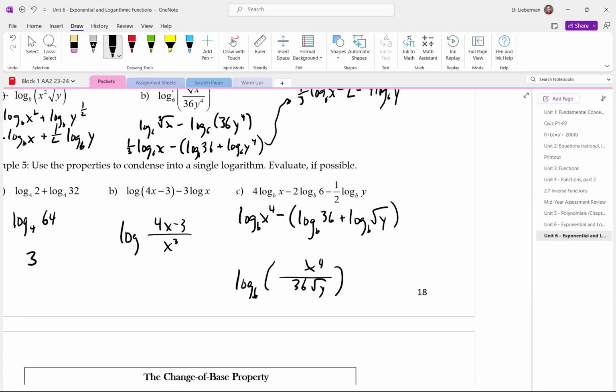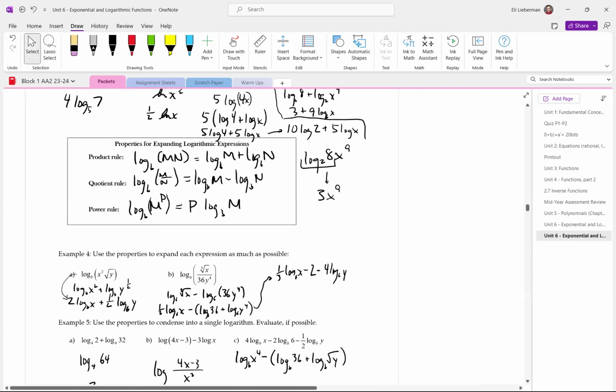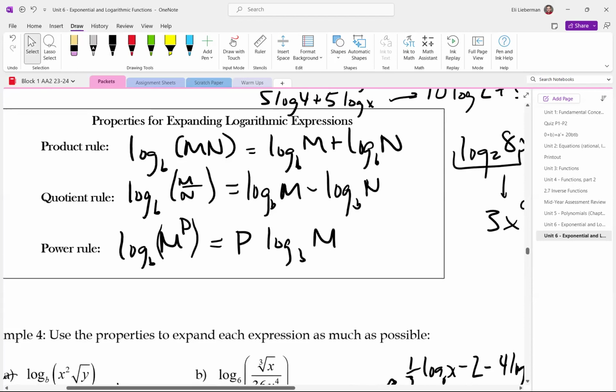Yes, Ava? Doesn't matter if you do root y or y to the one half. Generally, if it's given in one form, it doesn't matter. Yes. I have log base B of X to the 4th over log base B of 36 root y, is that wrong? Say that again. Instead of having a log outside, I have a log on the top and the bottom. Oh, be careful. We have to go by the quotient rule, right? Log base B of m minus log base B of n is equal to a single log of m over n. So put those arguments together into a single log. Thanks for bringing that up. Yes, Mia.